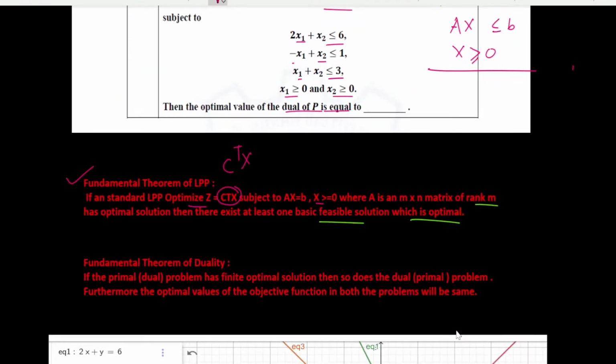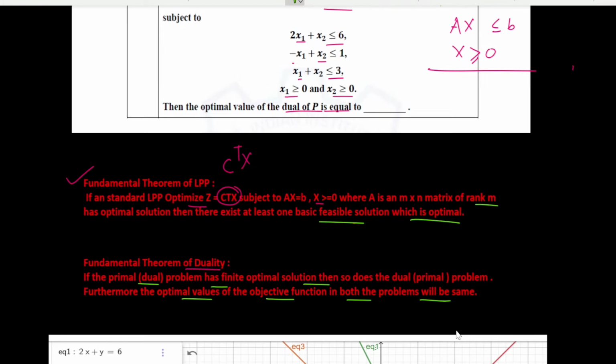Now the fundamental theorem of duality says that if the primal or dual problem has a finite optimal solution, then so does the other. That means if the primal problem has a finite optimal solution, then the dual also has a finite optimal solution, and conversely, if the dual has an optimal solution, then the primal problem also has an optimal solution. And furthermore, the optimal values of the objective function in both the problems will be the same. Therefore the optimal value of the objective function remains the same in the dual and in the primal problem.